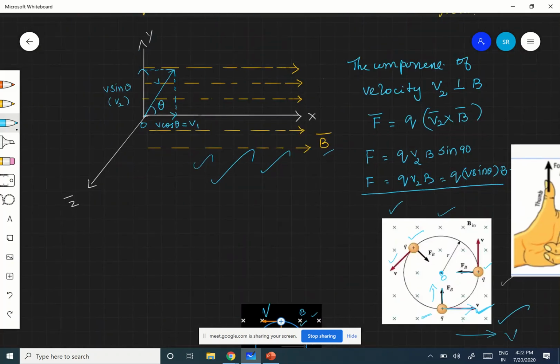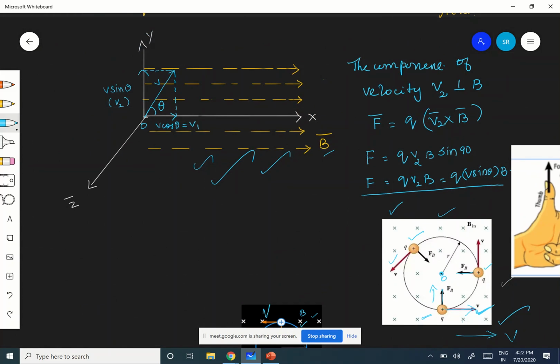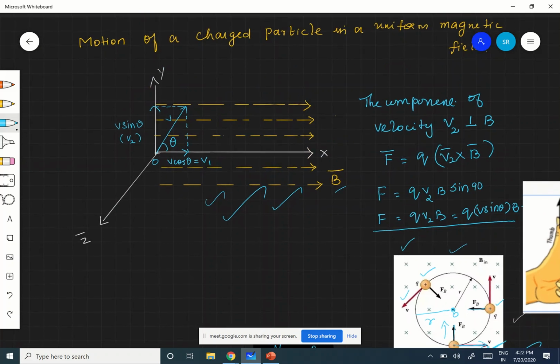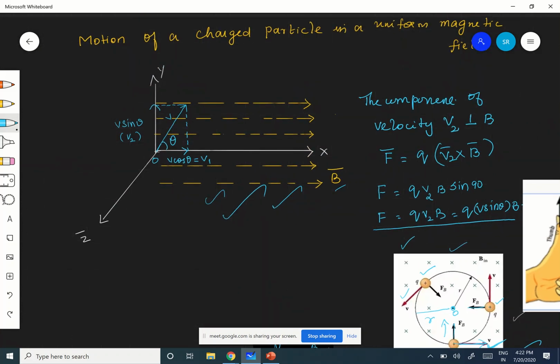Okay. Therefore, centripetal force, and the particle moves in a circular path, let it be of radius R. Therefore, now the force on the charged particle due to the magnetic field is nothing but what? What is the force here? Force is q v2 B. Okay, that force gives the necessary centripetal force for the particle to move in a circular path.